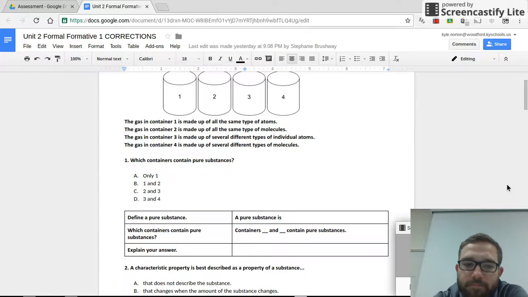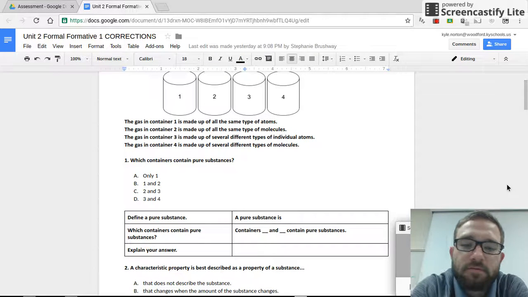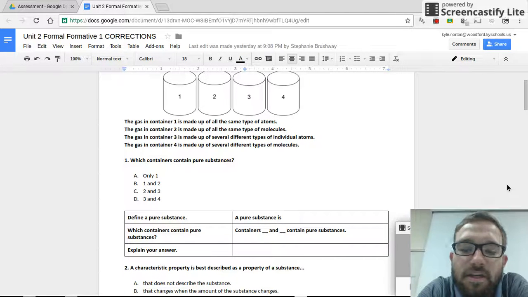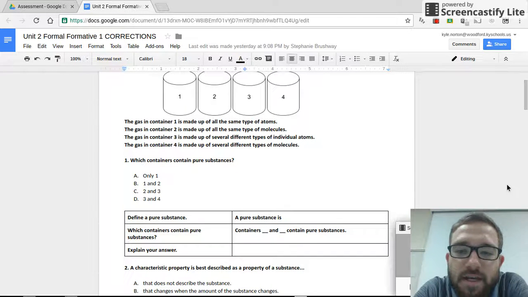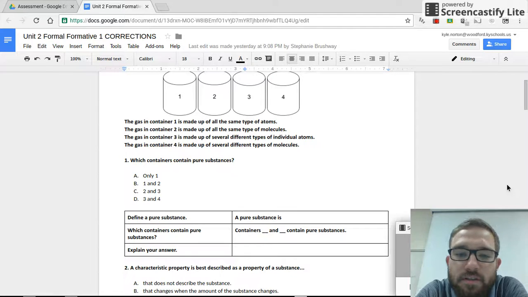And so for the corrections here, this is the way you need to be thinking about this question. First of all, I need to define a pure substance in my head. So a pure substance is what? What is a pure substance? You might want to look at the Anchor chart or back of your notes.